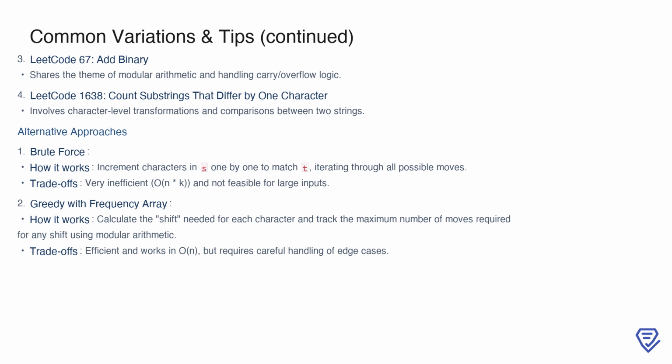As for alternative approaches, you might consider a brute force method where you increment characters in S one at a time until they match T. While straightforward, this is highly inefficient with a time complexity of O(n*k), making it impractical for larger inputs. A better approach is to use a greedy algorithm with a frequency array. By calculating the required shift for each character and tracking the maximum moves needed for any shift, you can solve the problem efficiently in O(n). However, this method does require careful handling of edge cases to ensure correctness.